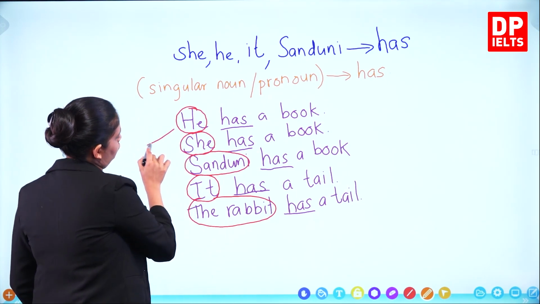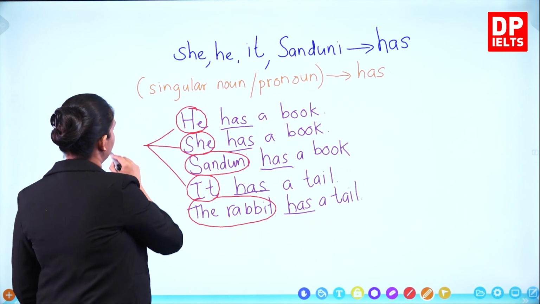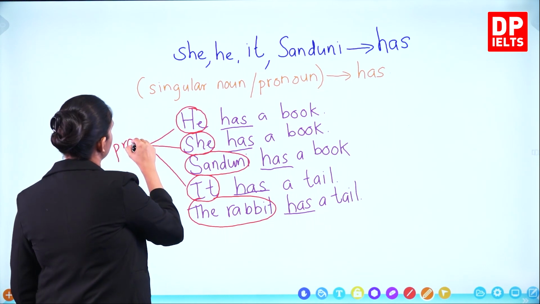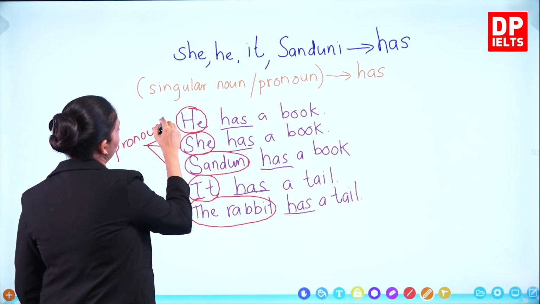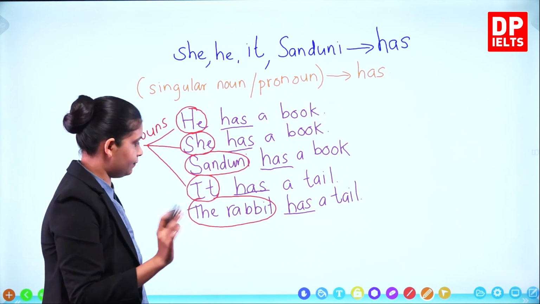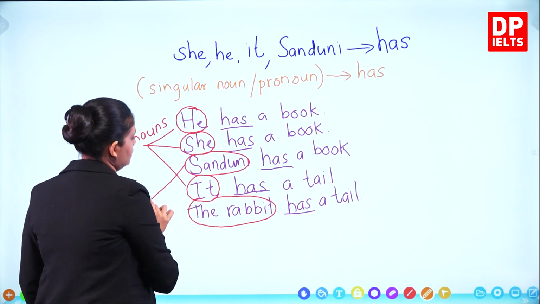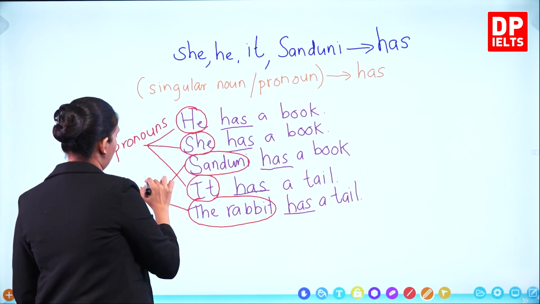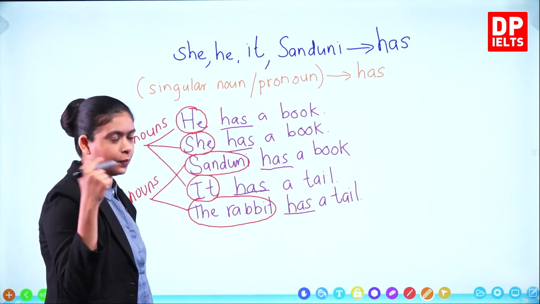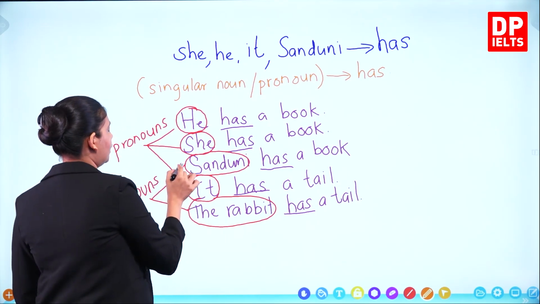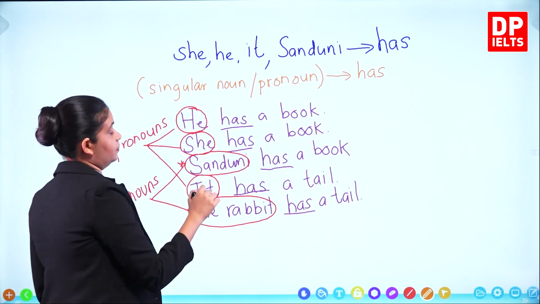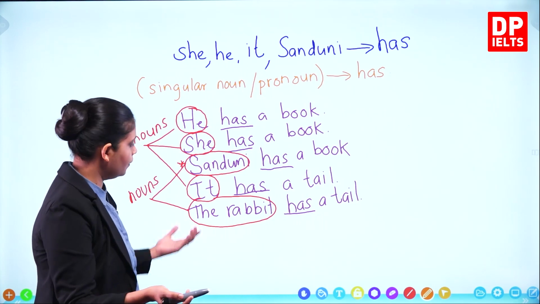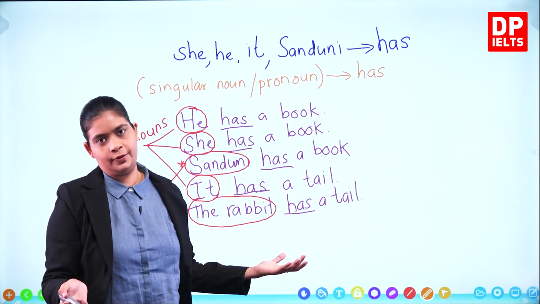This, he, she and it, they are pronouns. By now you know what pronouns are. We have done that lesson. Sandhuni and rabbit, the rabbit, they are nouns, right? But just a quick review, what is Sandhuni? Actually a proper noun because it's a specific name. The rabbit is a common noun.